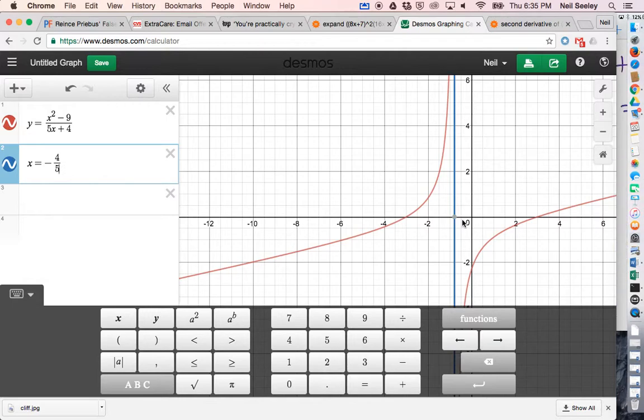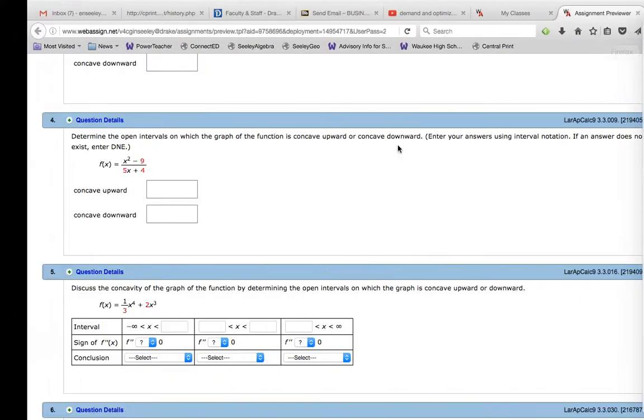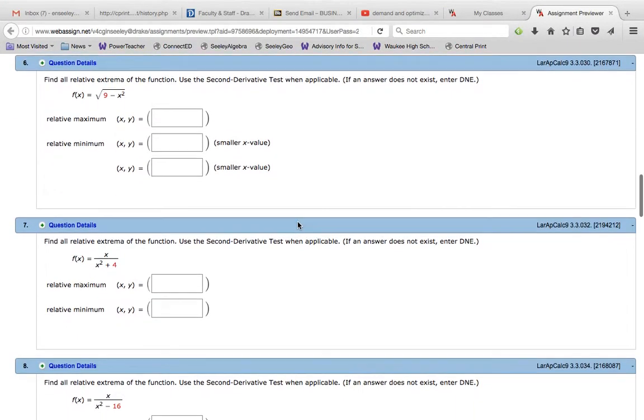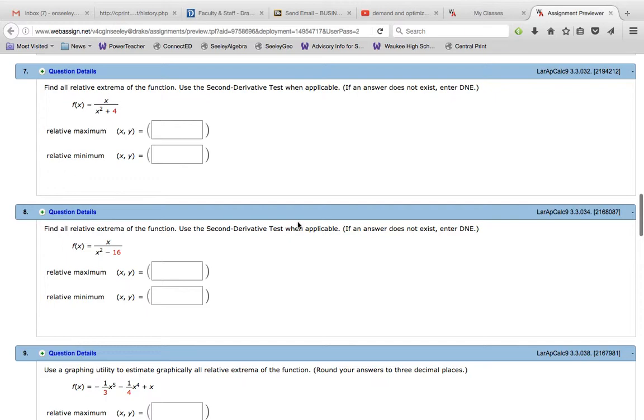Okay, let's move forward. I'm going to go to number 7 now. So we'll group 2 together and get efficient about this if you're interested in 7. If not, then move on. So here's 7. It says find all the relative extrema. Use the second derivative test when applicable. Because we're looking at the graph, it's not really applicable.